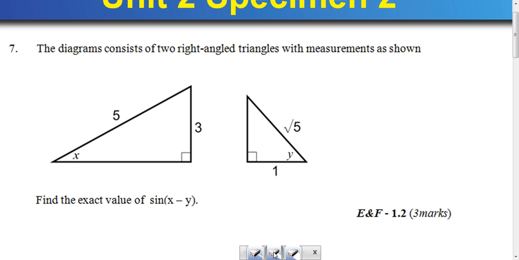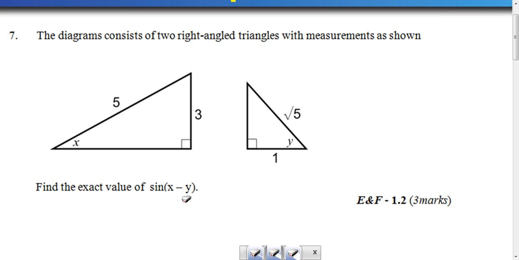So the first thing you want to do is work out the other sides on the triangle, doing a bit of Pythagoras. Now you can set out your working for Pythagoras. I'm just going to do this in my head because I know that's a 3, 4, 5 triangle. If you wanted to set out the working for Pythagoras, that would be absolutely fine.